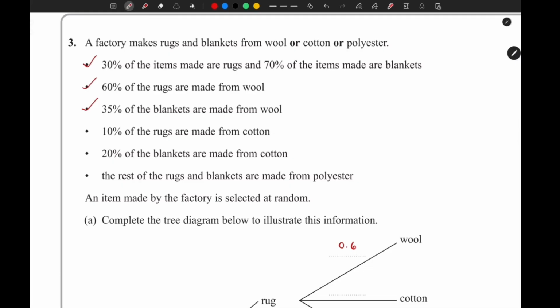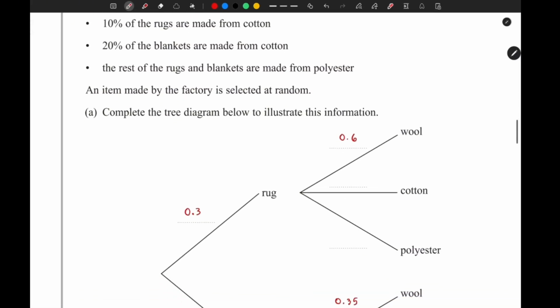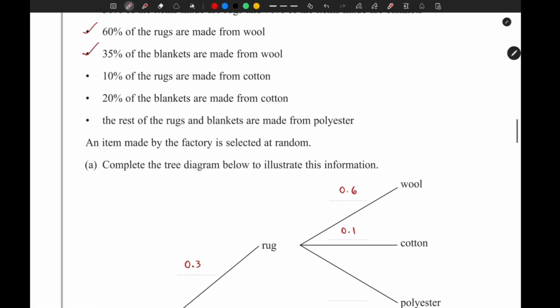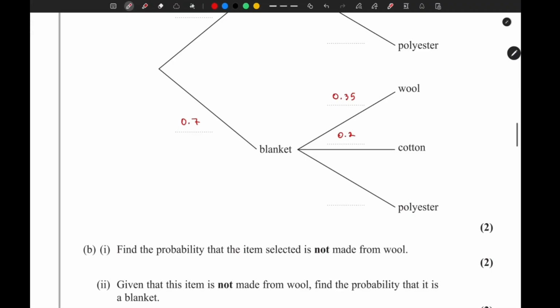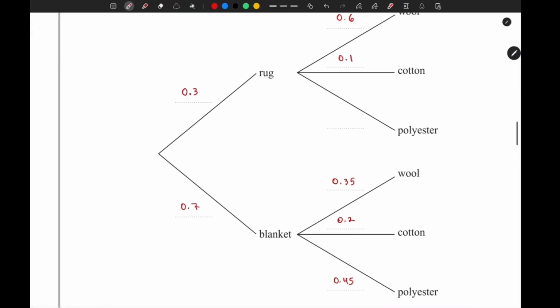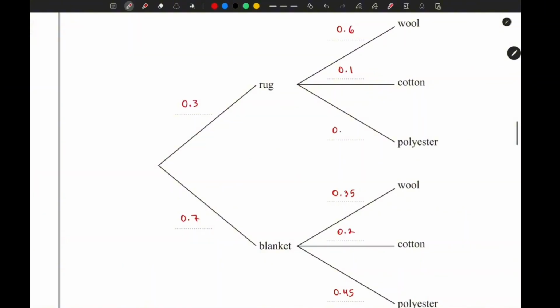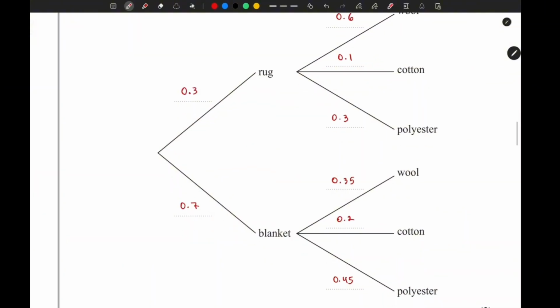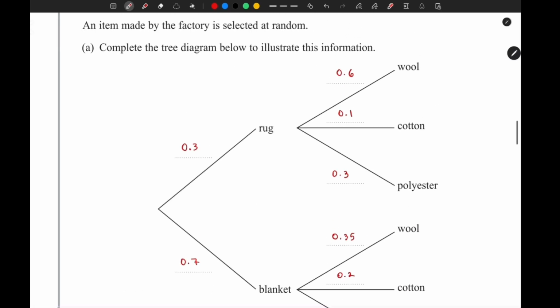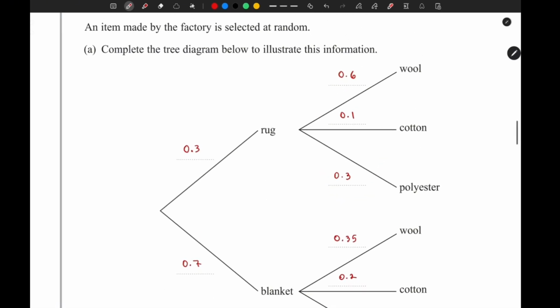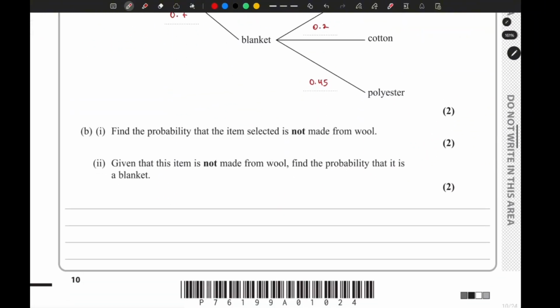And 10% of the rugs are made from cotton. So this will be 0.1. And 20% of the blankets are made from cotton. So this will be 0.2. So we know that this will be 0.45 and this will be 0.3 because the summation of all of these probabilities is equal to 1. So that is it for the first part.